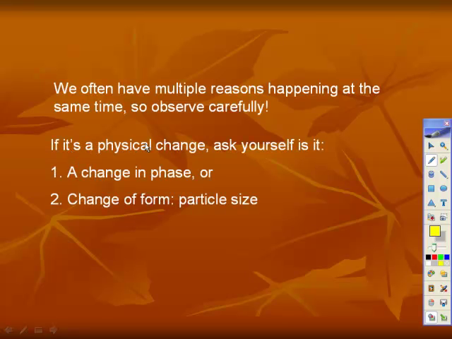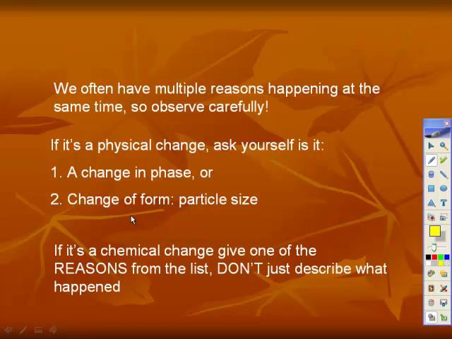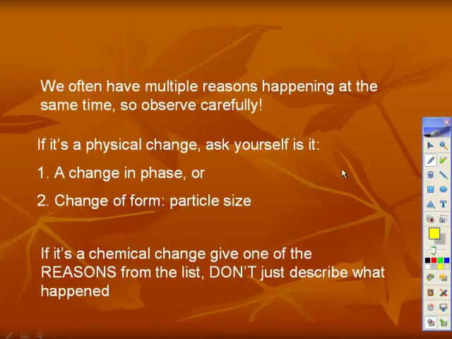So before you decide if it's a physical change, ask if it's a change in phase or a change of form. If it's a chemical change, look for one of those reasons from the list. So you can say a gas was produced and heat was released, then there's a good chance that it's going to be a chemical change. So we need some evidence for that.